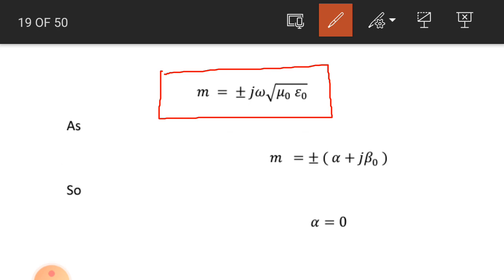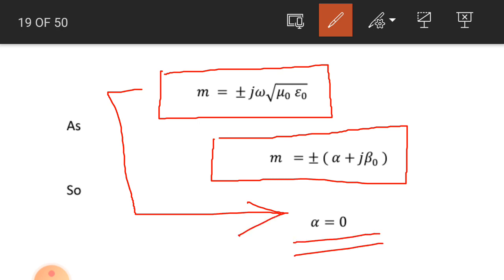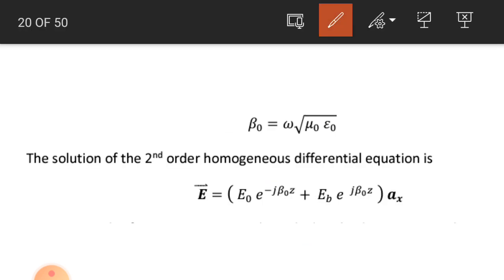As you see, we know that m in the previous case, that is in the lossy dielectric medium, was equal to alpha plus j beta naught. So alpha is the real component of the root, and beta is the imaginary component of the root. As the real component of the root in our case is zero, alpha will be equal to zero. So alpha in this particular case is zero, and the roots are imaginary. We represent these roots by beta naught. So beta naught will be equal to omega under root mu naught epsilon naught.